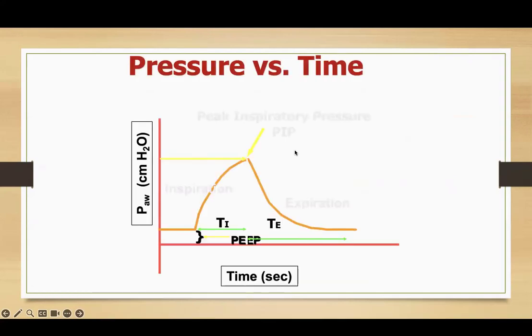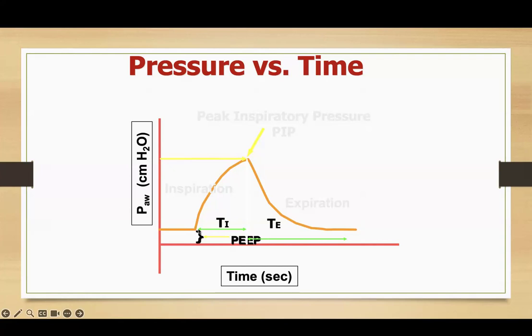We'll go to the first scalar, that is pressure versus time. You will always see that the pressure-time curve will never start from zero. It will always start above the baseline. This is because there is something called PEEP. The pressure is never zero. There is always PEEP, which is given both during inspiration and expiration. So it will always start from PEEP.